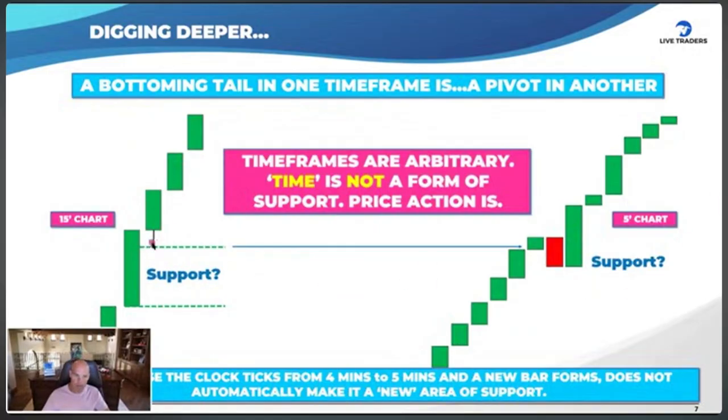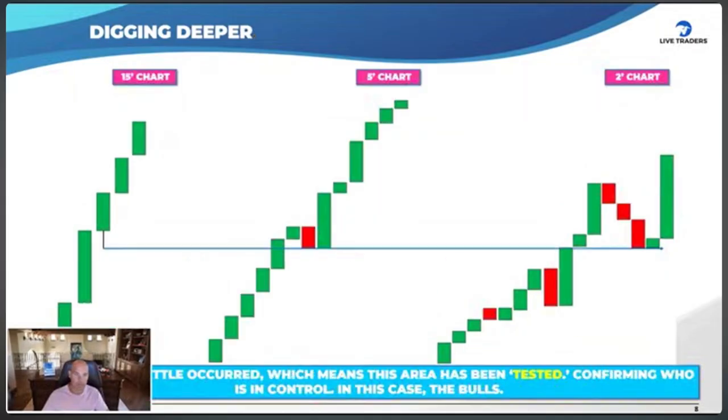Unless there's some type of battle being tested happening in there, and you can actually go to a lower time frame and see it. But when you go to the lower time frame here on the 15, you drill down to the 5, it's just green, green, green, green, green, no battles tested. None of these bar lows are any appreciable level of support because nothing actually happened there. Up here, something happened.